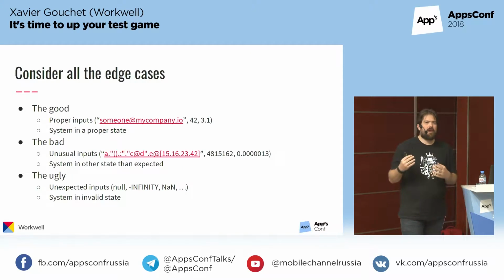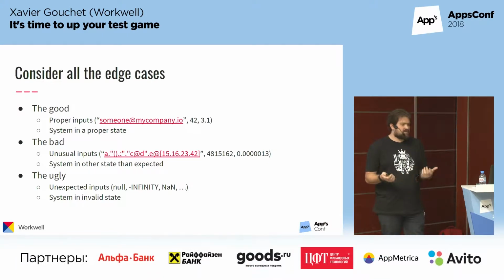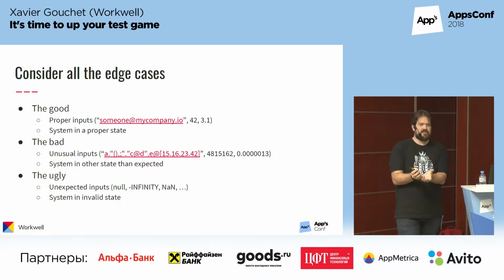And talking about that, you need to consider everything. You have the good use case, the standard use of your feature, when you have a proper input, a standard email address, a number that's kind of normal, and all the system that you're testing is in a proper state.